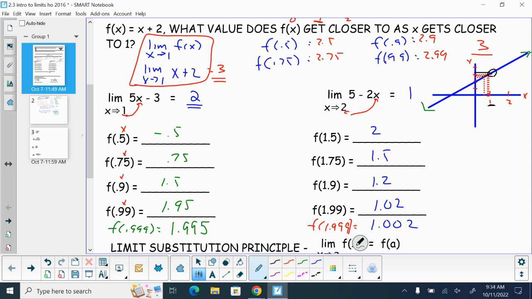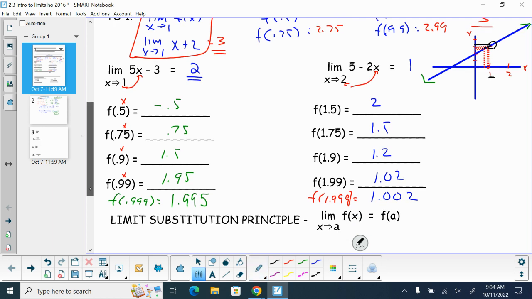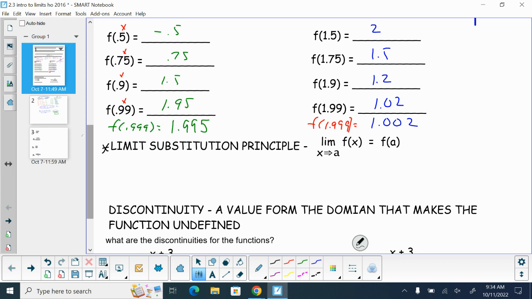You might sit there and say, well, what's the sense of having limits then? Well, there are other facets of limits, but we first need to understand the idea of a limit. How can we solve limits? The first method we have of solving limits is the substitution principle. The limit as x approaches a of f of x is just equal to f of a. That's the first thing we want to do when we're trying to find limits. We just plug it in.